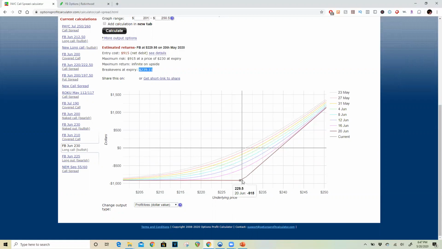Between the strike price, which is $230, and $239, you lose money, essentially between $0 and $915, as the price drops between $239.15 and $230. And at any price below your strike price, you will lose the full debit of $915. Okay, so those are called call options.